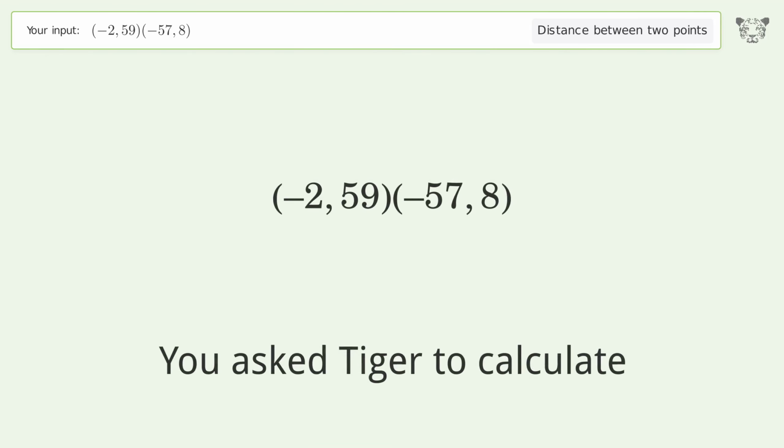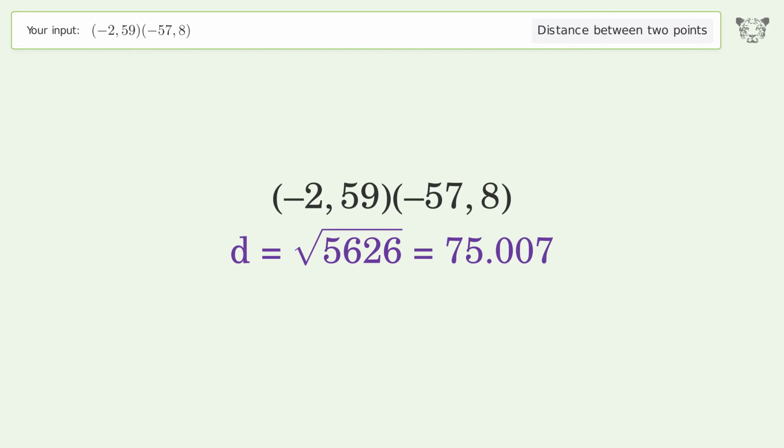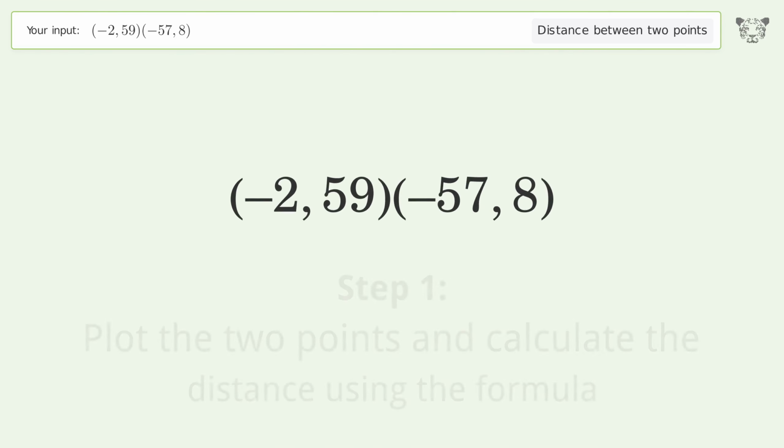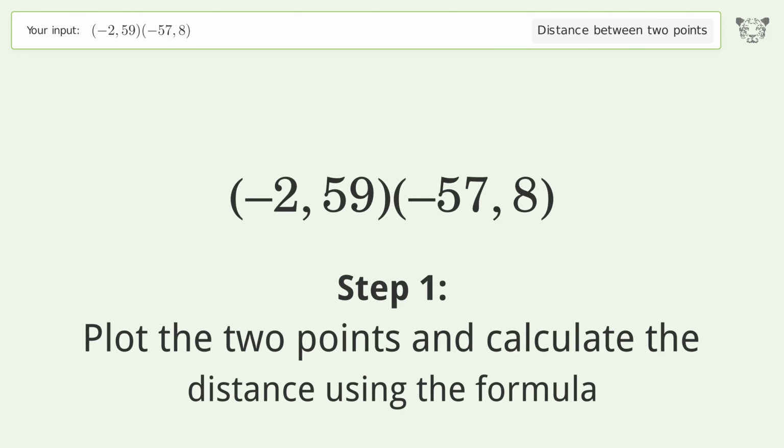You ask Tiger to calculate. This deals with the distance between 2 points. The distance between the 2 points is the square root of 5,626, or 75.007. Let's solve it step by step. Plot the 2 points and calculate the distance using the formula.